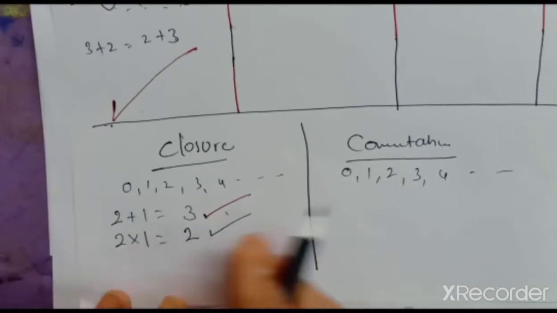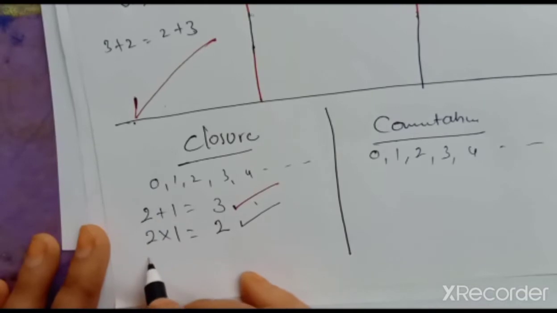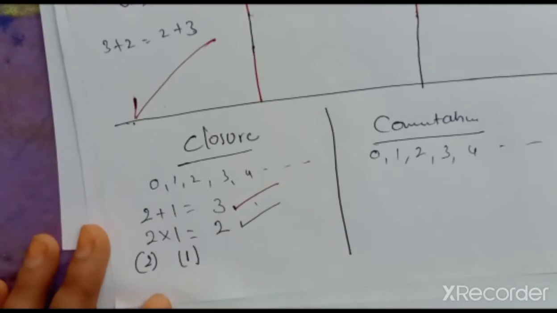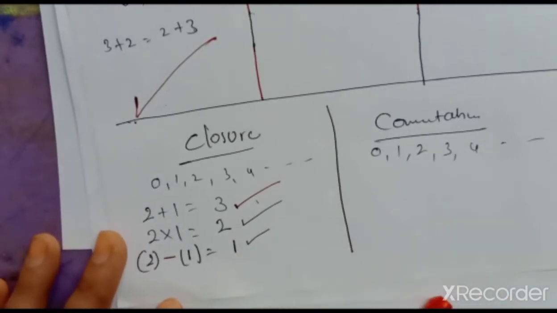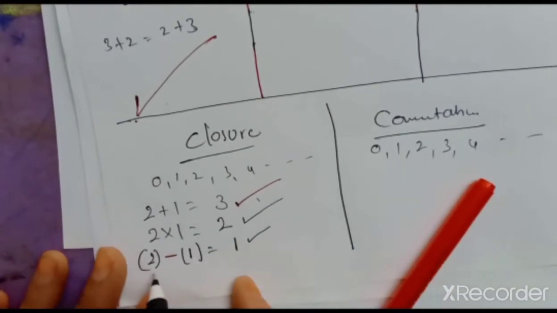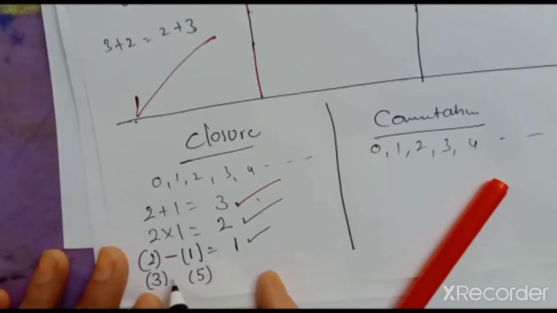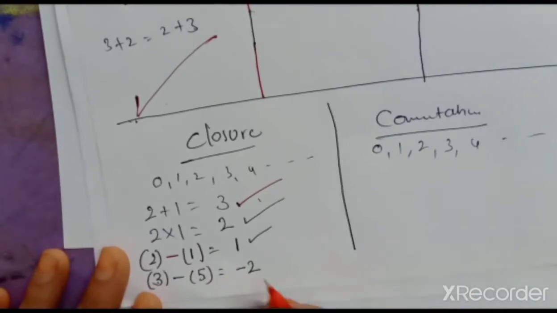For example, if you see two whole numbers being subtracted, this is one whole number and this is one whole number. If you subtract these, then what is the value? 1. It is okay because it is a whole number. If I want to subtract in this way, take two whole numbers, 3, this is one whole number, and one more whole number, 5. Now subtract these two whole numbers, then what will you get? Minus 2. So it does not follow closure property.